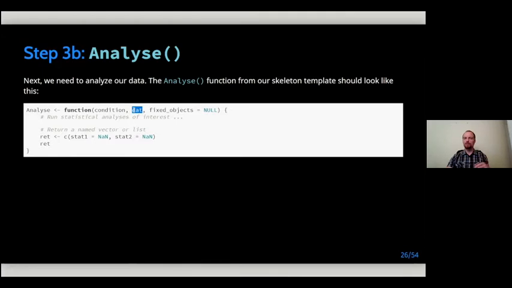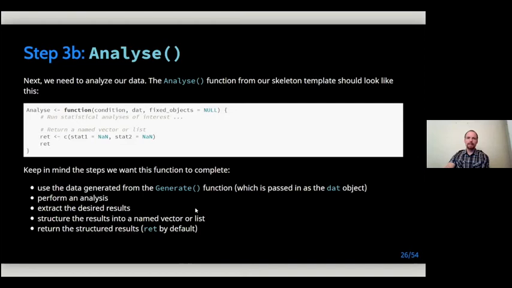And so dat is going to be whatever data structure you decided upon to be returned from the generate function, and that will automatically be passed into the analyze function for us. So we have the current condition we are using for our simulation. We've got the data that was generated, and if there were any fixed objects, if applicable, they'd also be accessible to us here. And this is where we would run some particular analysis. We'd want to extract out any quantity of interest and save it as a named vector or a list, and then that gets returned.